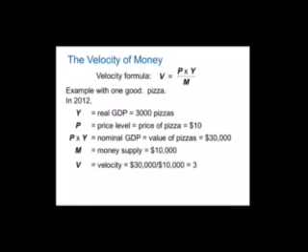What the velocity of money tells us is, in order for all the pizzas to be sold, all 3,000 pizzas at $10 per pizza, if we have $10,000 of money floating around, then each dollar has to move on average 3 times, has to change hands, has to be in 3 different transactions for all the pizzas to be sold. So here again, the average dollar was used in 3 transactions.